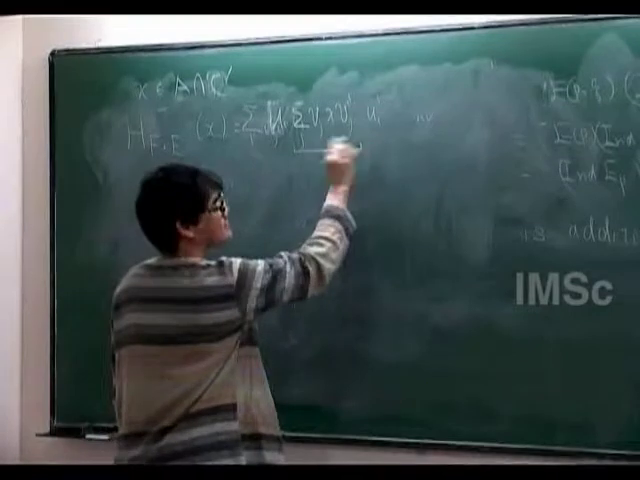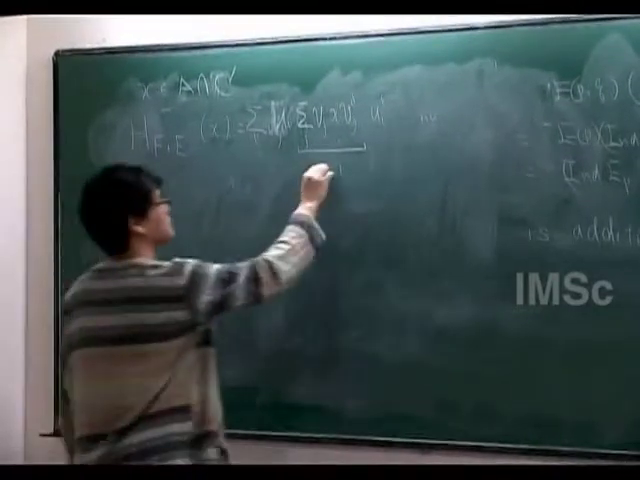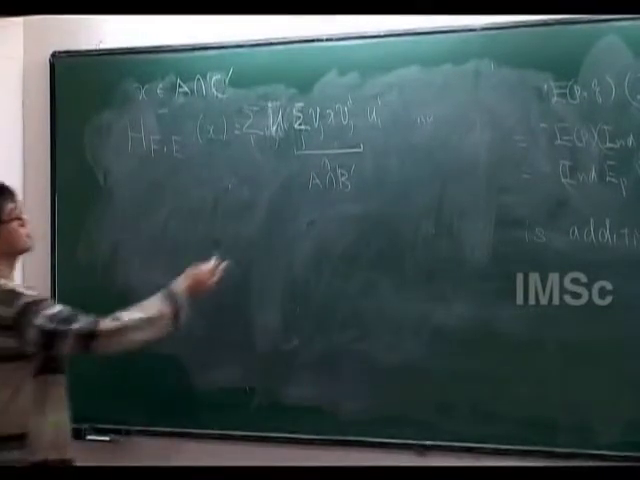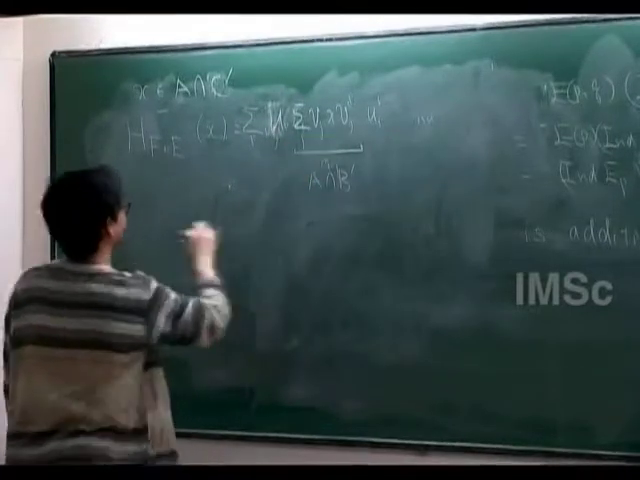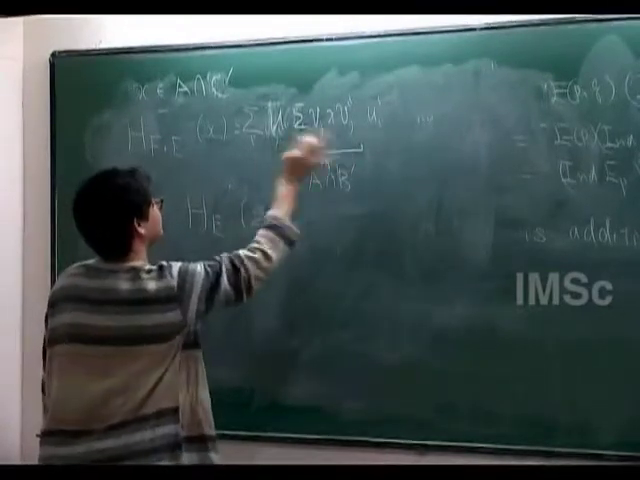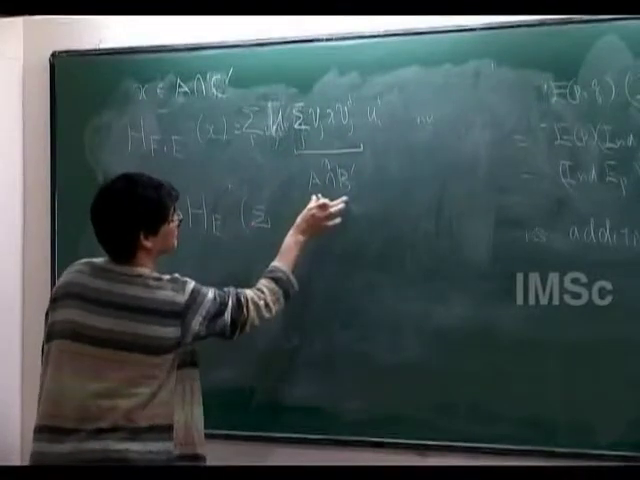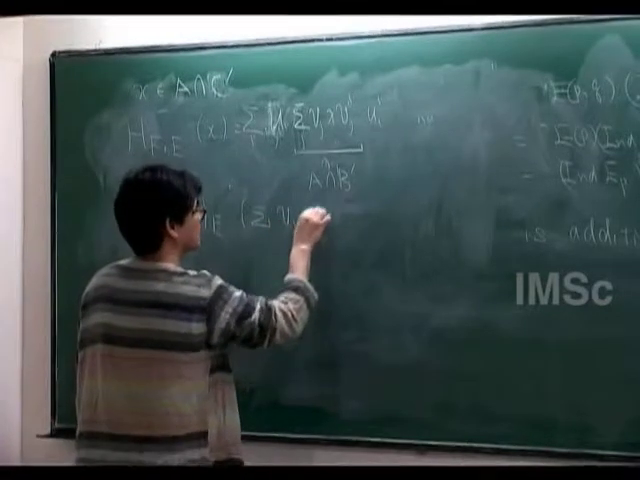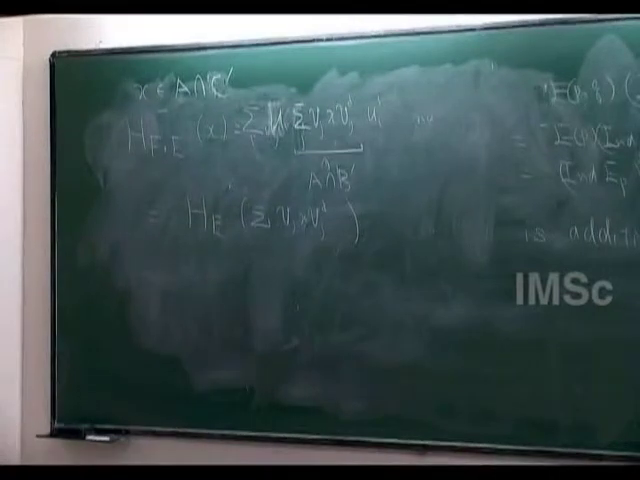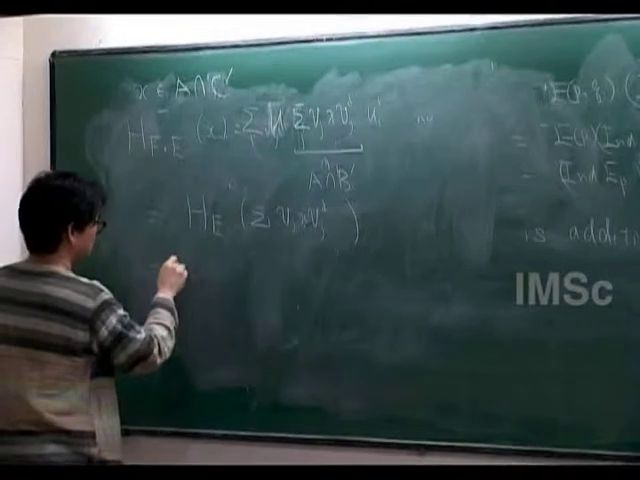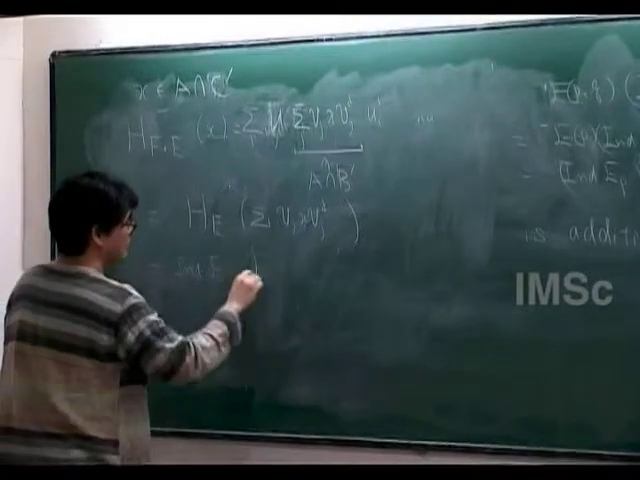Then, that lemma says that this part belongs to the relative commutant of B. So here you get HE. Otherwise you cannot define it, but since this part belongs to the relative commutant, you get HE. Since we assume that E is the minimal conditional expectation, this is proportional to E.